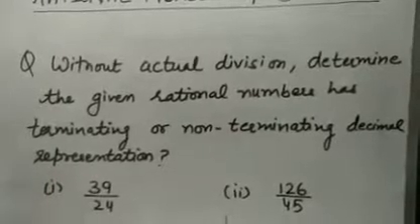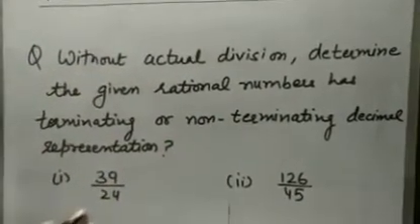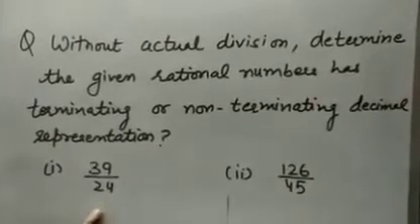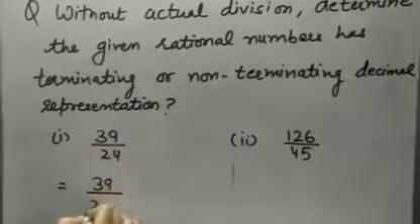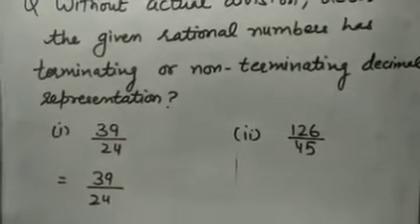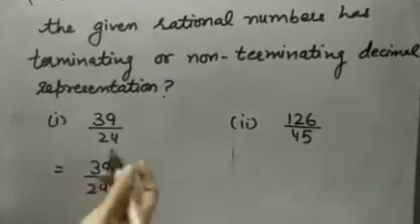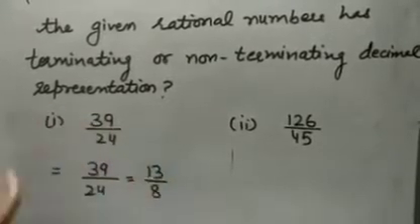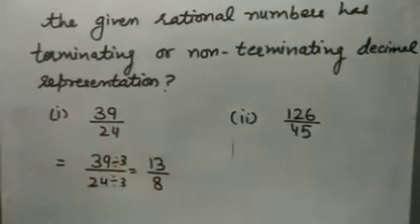Now moving to the next question: without actual division, determine whether the given rational number has terminating or non-terminating decimal form. So in this question we are not going to divide. Whatever rational number is given to you, first ensure that it is in standard form. Means numerator and denominator should not be divisible by the same number. They are divisible by 3. We have divided by their HCF, 13 by 8.